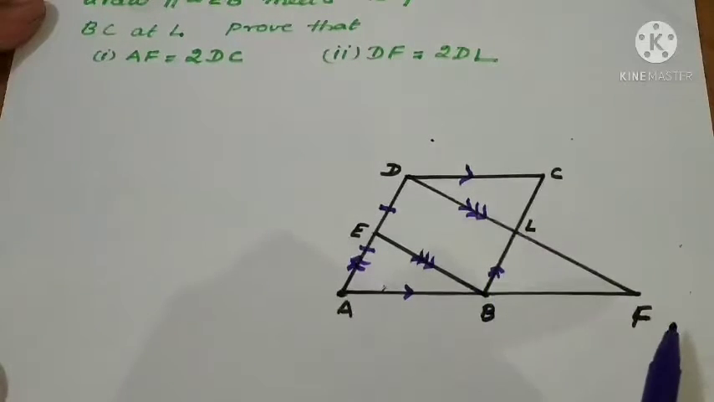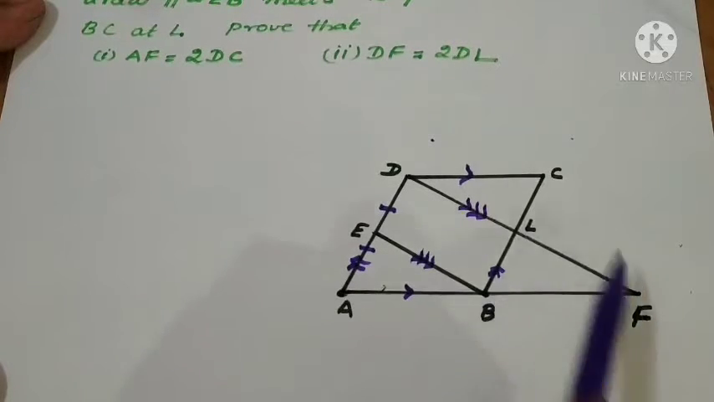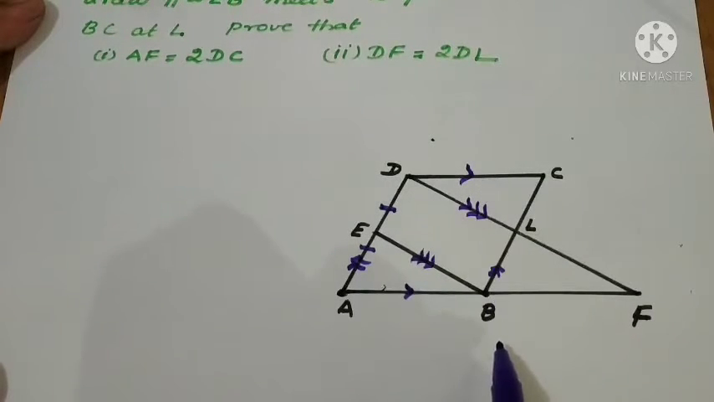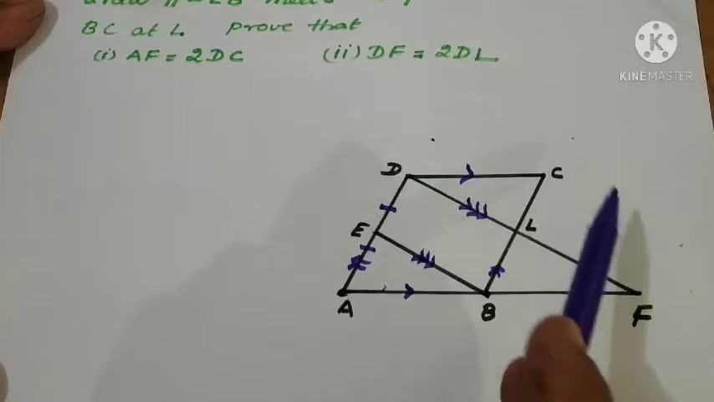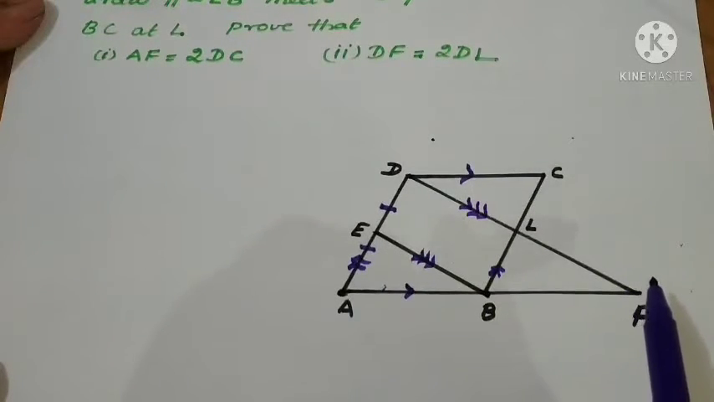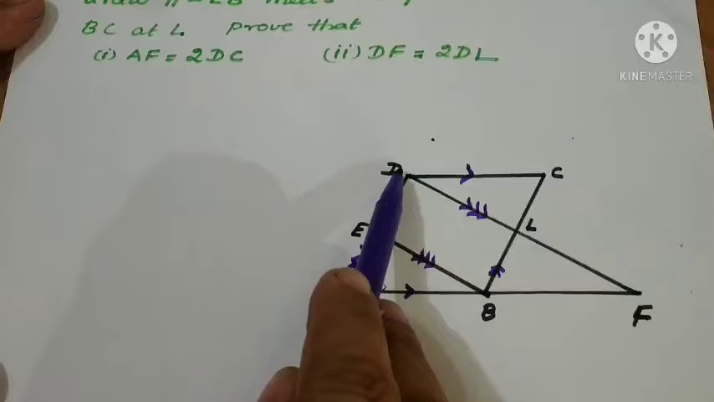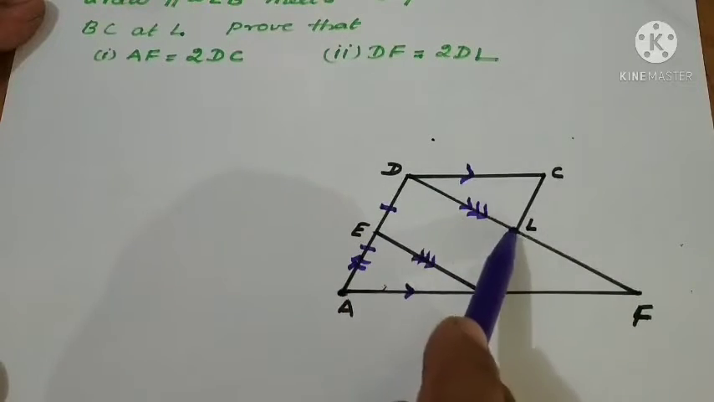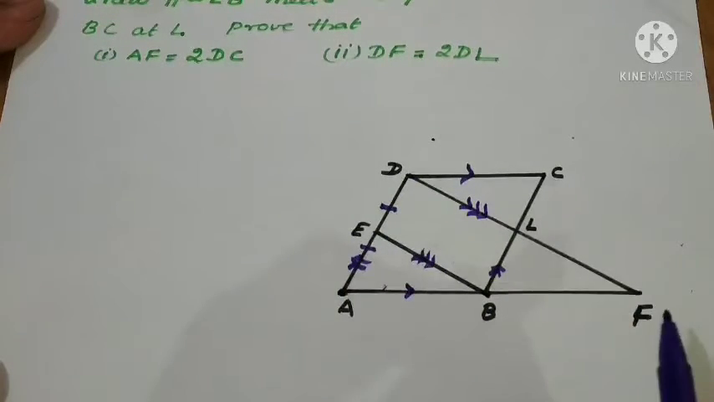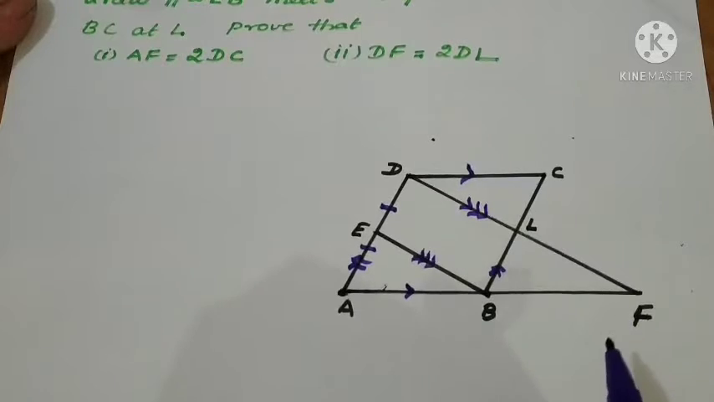Okay, here they have marked. Now we have to prove that AF is equal to 2 times of AB, that means B is the midpoint. Next, DF equal to 2 times of DL. Where is DF? DF is here. It is 2 times of DL. So L is the midpoint. Like that we have to prove.